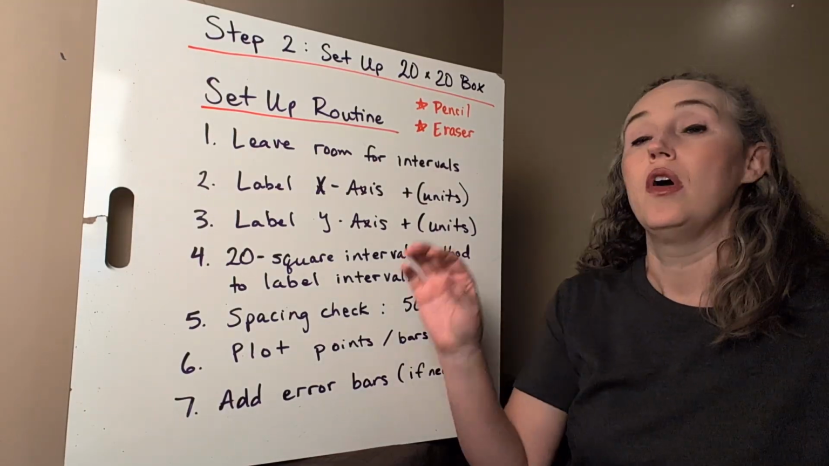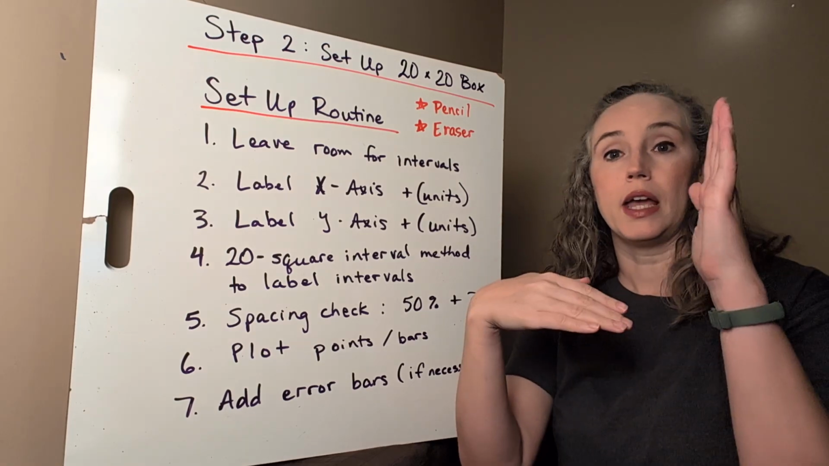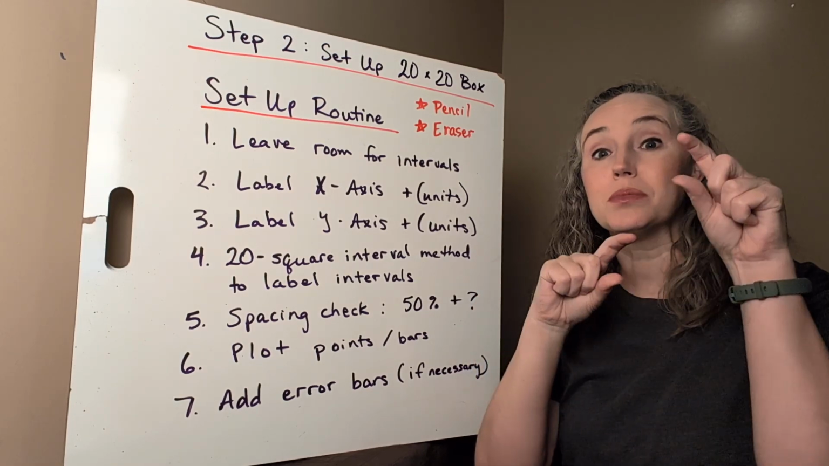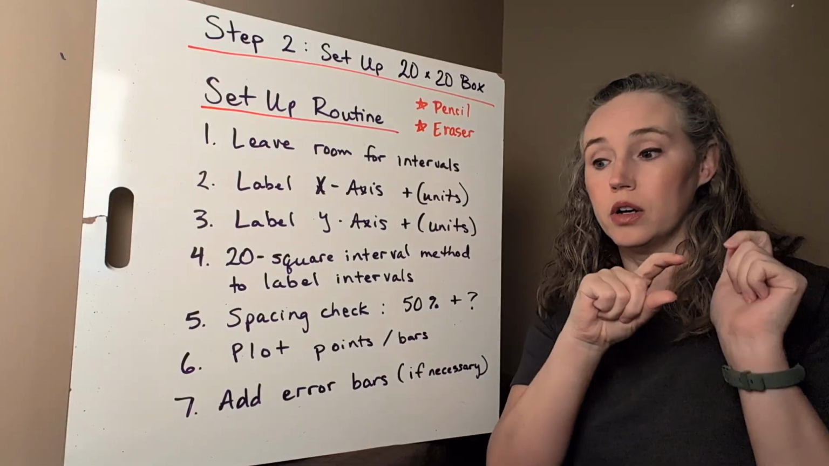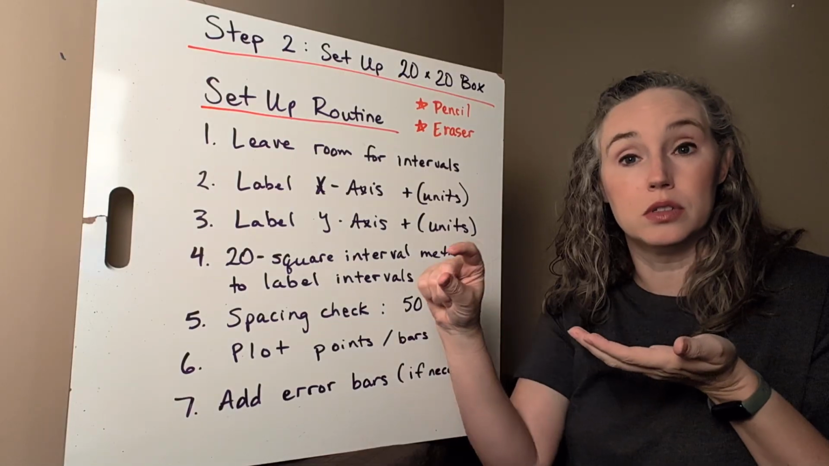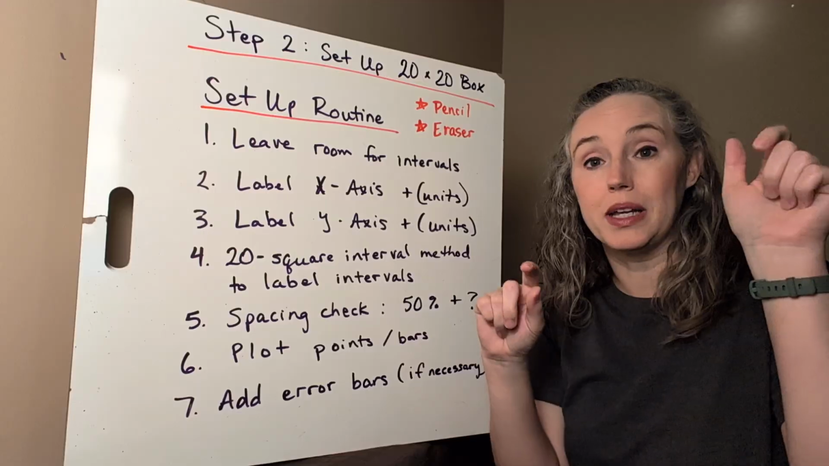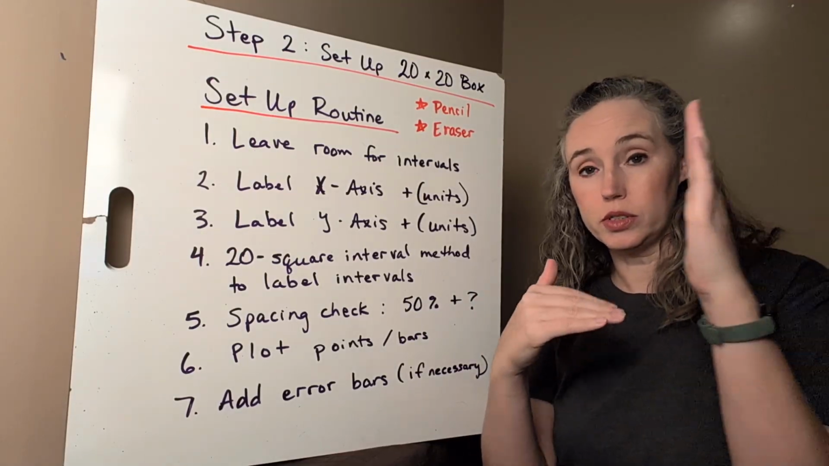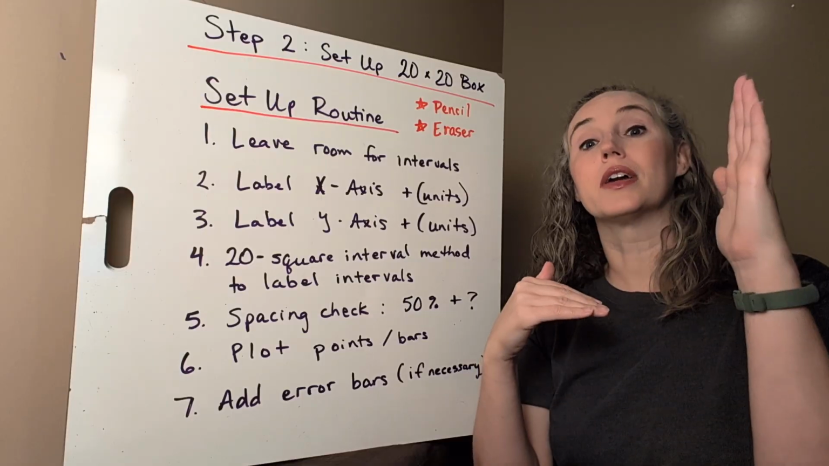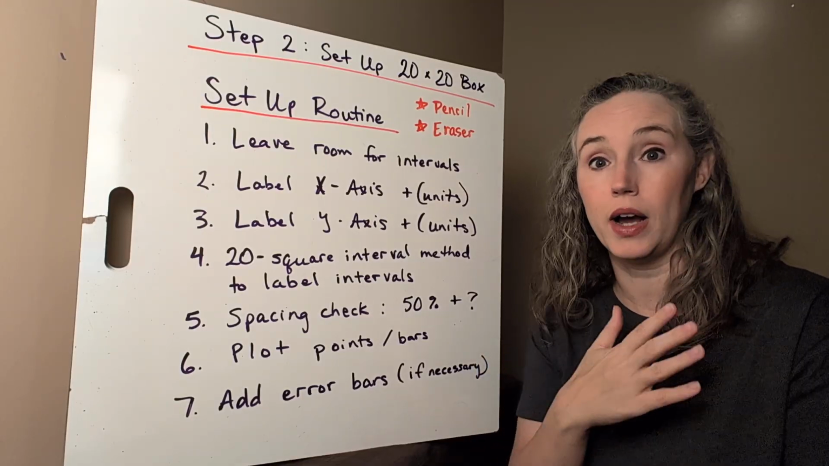So the first thing you're going to do is leave some space on your axes for your actual numerical values and group names and stuff that you're going to write. Then label, so just outside of that, you're going to label the X and the Y axes.